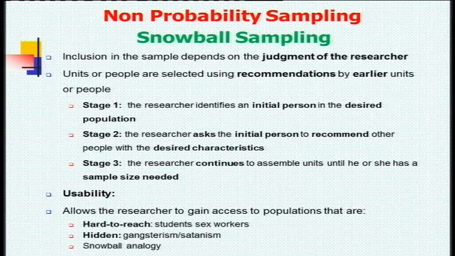Usability of snowball sampling. It allows the researcher to gain access to populations that are hard to reach. Take for example, if I was to conduct a study on student sex workers. If I'm from the quantitative paradigm, as I said, I will need a sampling frame, a list of all the units or people in the target population. Where am I going to get the sampling frame for student sex workers? I can go to the registrar or to the office of the vice chancellor. They will not give me the sampling frame, not because of ethical reasons, but because there is no such sampling frame.